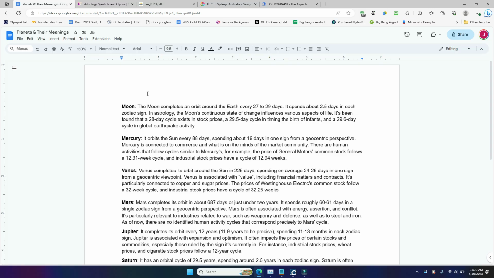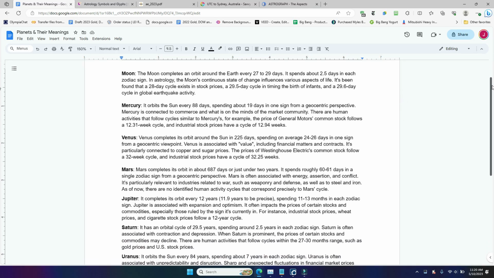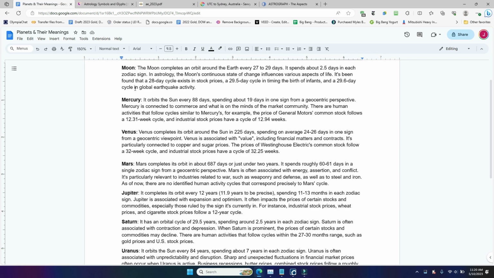However, from a geocentric perspective, we want to know where the planets are in relation to the Earth, okay? Not so much in relation to the Sun. And that is why we often see things happen from a geocentric perspective. So we'll leave out the Earth and the Sun from now on. Let's go through these ones and take a look at how each of them influences the others, and also their cycles. The Moon completes its orbit in around 27 to 29 days.